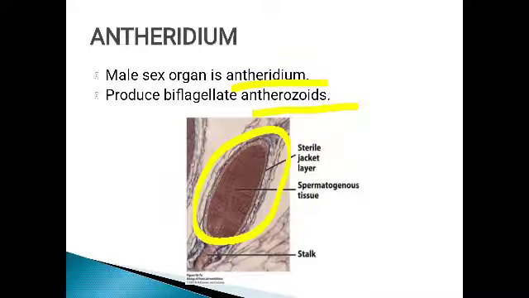What is the name of the male gamete? It is antherozoid and it is biflagellate in nature. What is biflagellate? Bi means two. They are having two flagella. So if you assume this as the antherozoid, it is having two flagella like this. With these two flagella, it will be moving in the water. That's why it is said to be biflagellate. So the male sex organ is called antheridium and it produces the male gamete called antherozoids, which is having two flagella.